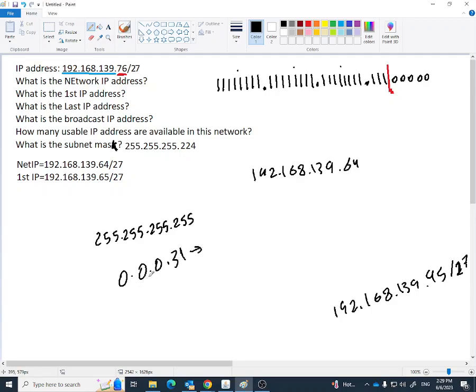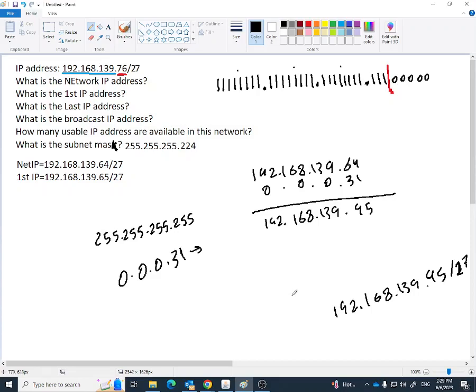Take this wildcard here and put it here, 0.0.0.31. Add them up together. This is 192, 168, 139, and this will be 95. And that's your broadcast IP address.